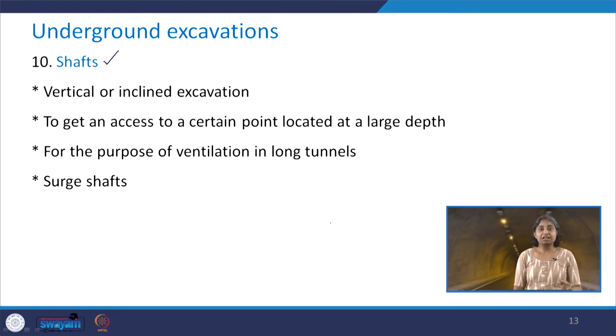So we have the next type, that is shafts. These shafts can be vertical or inclined excavations. Now these are used to get access to a certain point which is located at a large depth, or they are also used for the purpose of ventilation in long tunnels, or used as surge shafts as well. So let us see how it is used for the purpose of ventilation in long tunnels.